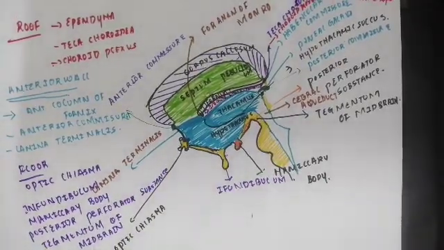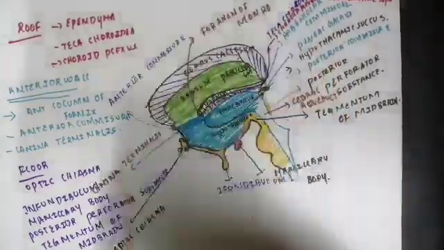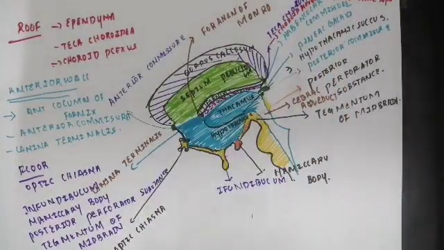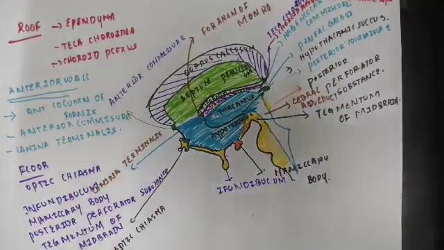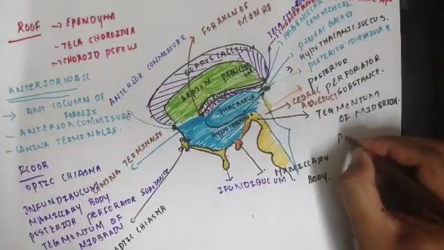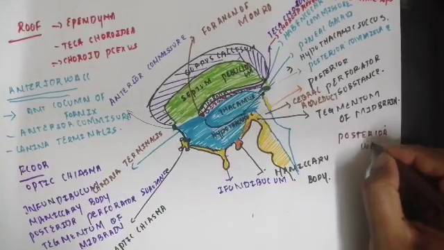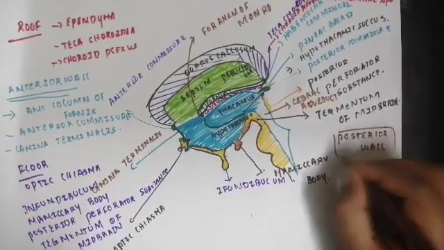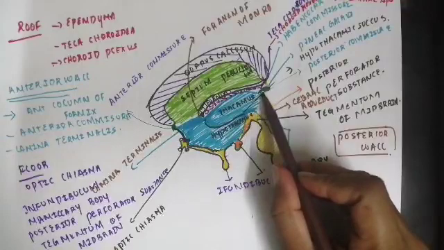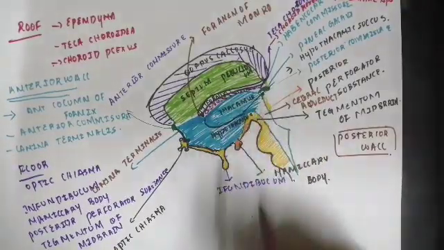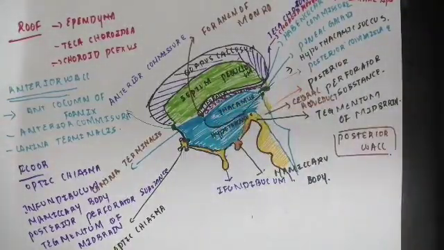Now we have discussed the roof, anterior wall, and floor. Now, which is the posterior wall? So you can see the posterior wall here. Look at this structure. This is the posterior aspect of the third ventricle.